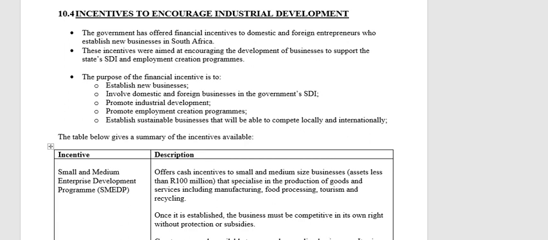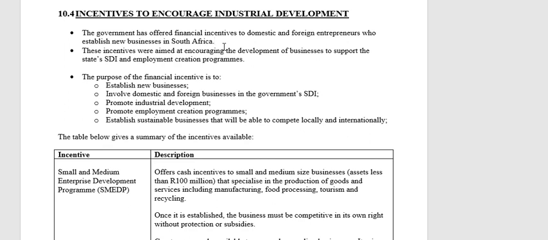All right, so the government has offered different financial incentives. Some of these incentives are exclusively for domestic businesses. Some of them are exclusively for foreign entrepreneurs. Okay, but it's an incentive that the government offers to any entrepreneur wishing to establish a new business in South Africa. All right, so the aim of these incentives is to encourage the development of businesses so that the government's SDI program can be successful.